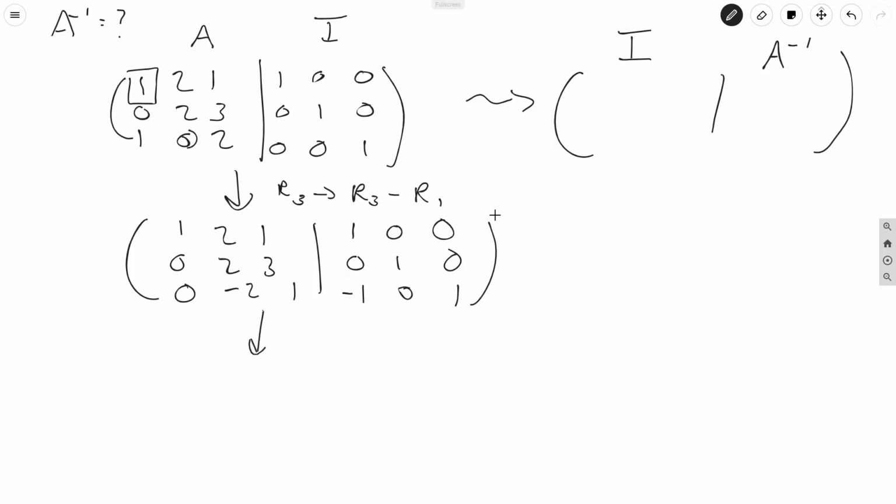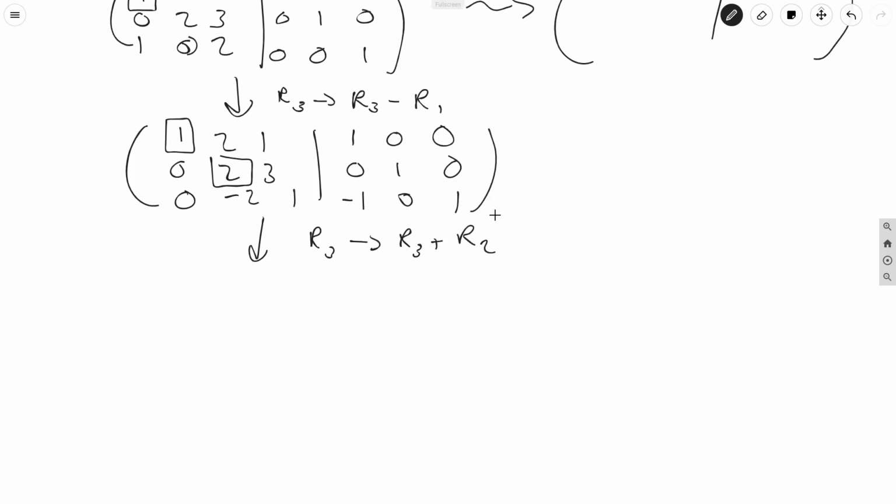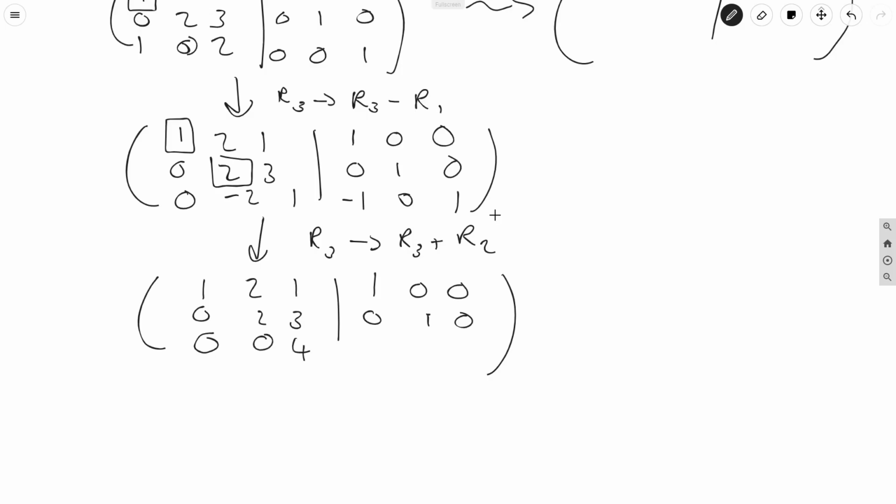Okay, now our next pivot is this 2. And we're going to want to use it to turn this minus 2 into 0, so obviously we've got to send row 3 to row 3 plus row 2. That should do our job. Okay, so what do we get here? We get 1, 2, 1, 1, 0, 0, 0, 2, 3, 0, 1, 0. We haven't done anything to change row 1 and row 2 in this step. So we get 0, 0, 4.